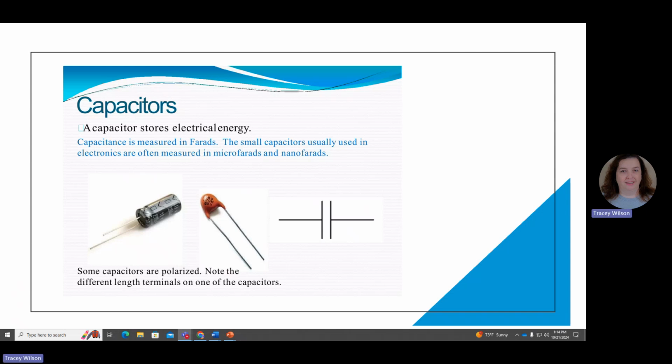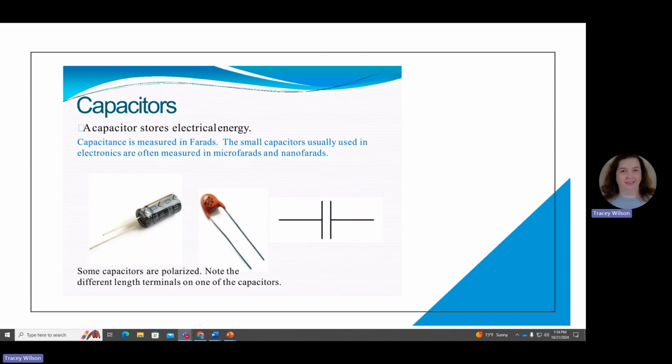They're measured and they have a measure of their own. I'm not even gonna try to pronounce these things. Some are polarized, some are not. So sometimes you have to have the positive and the negative correct. This depends on how it was designed and who made it.